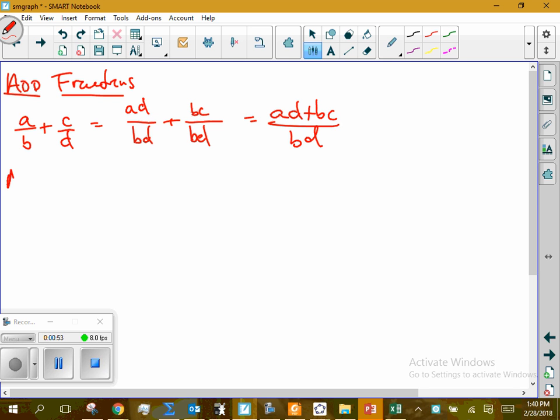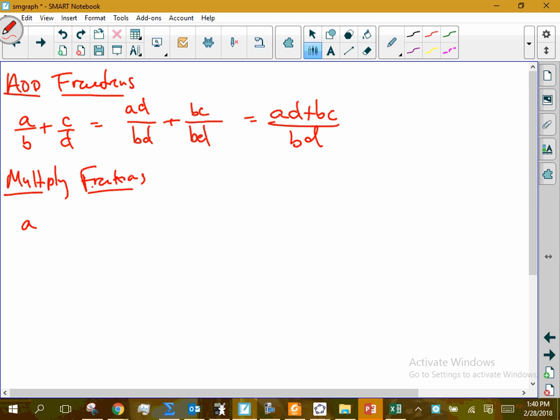What if I wanted to multiply fractions? Let's say I had A over B times C over D. What does that turn into if I'm going to multiply fractions? AC over BD. Are you cross multiplying, or straight across? Straight across. Okay. So multiplying fractions, you go straight across top, straight across bottom.